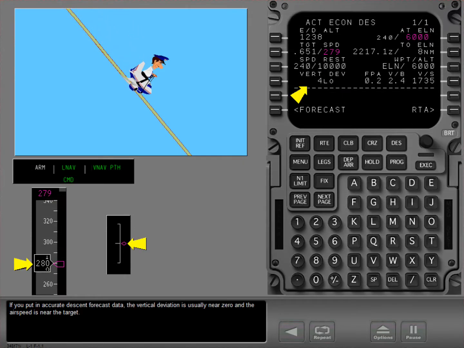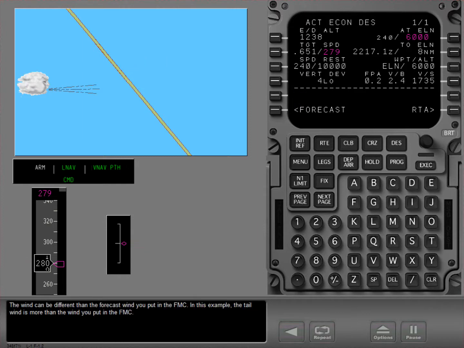If you put in accurate descent forecast data, the vertical deviation is usually near zero and the airspeed is near the target. The wind can be different than the forecast wind you put in the FMC. In this example, the tailwind is more than the wind you put in the FMC.